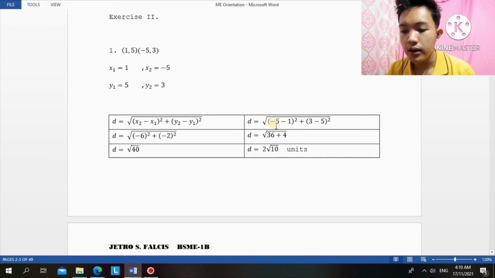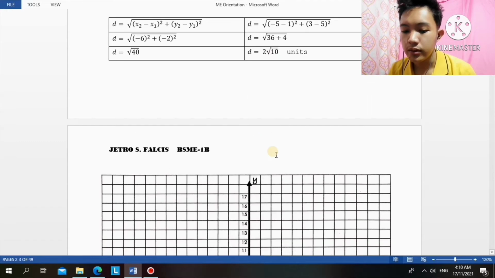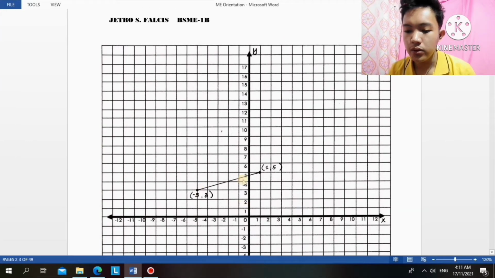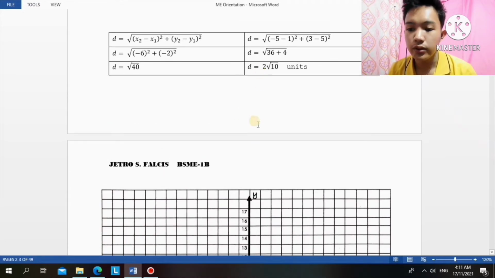So, -5 minus 1 is equal to -6. Then, 3 minus 5 is equal to -2. So, -6 raised to 2 is equal to 36. Then, -2 raised to 2 is equal to 4. So, 36 plus 4 is equal to the square root of 40. So, our distance is equal to 2 square root of 10 units. So, the distance from (-5, 3) to (1, 5) is equal to 2 square root of 10 units.